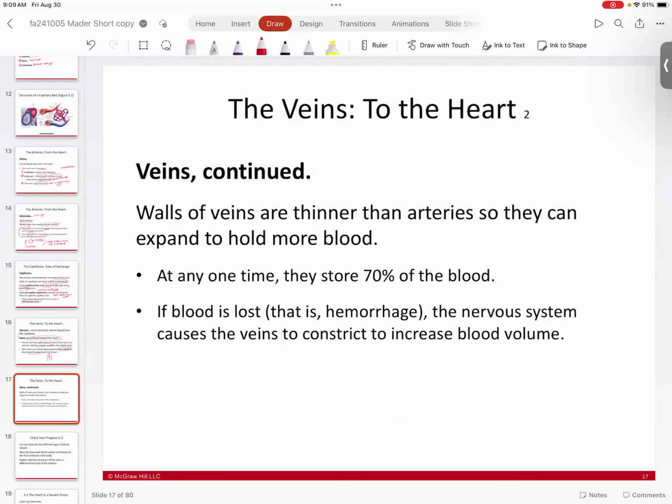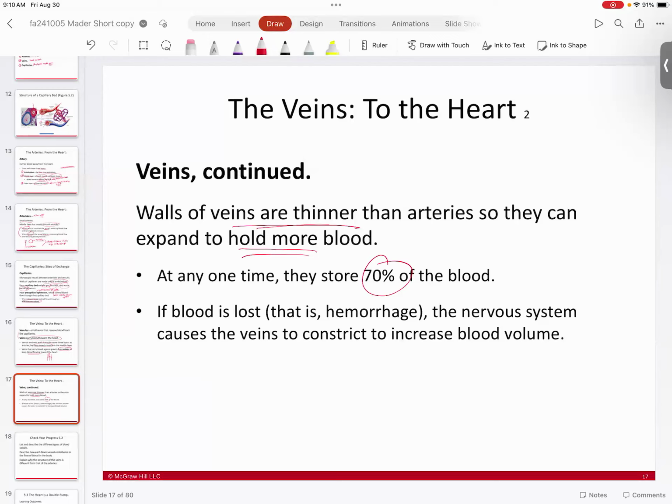Let's go ahead and take a look then a little bit more. So the walls of the veins, like we mentioned before in the graph, they tend to be thinner in nature, and they're larger in diameter. That is to say, the lumen is larger, so they hold more blood. And so generally speaking, at any given time in the day, you could have almost up to 3/4 of your total blood in your venous system.